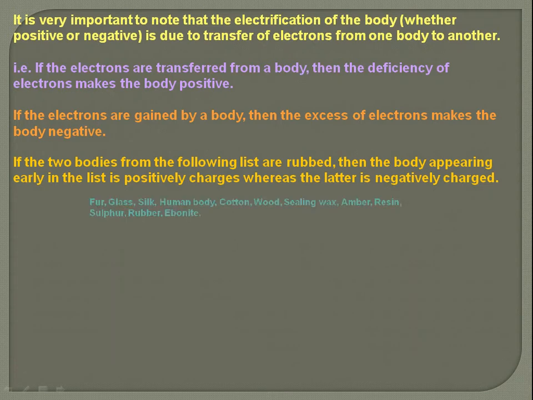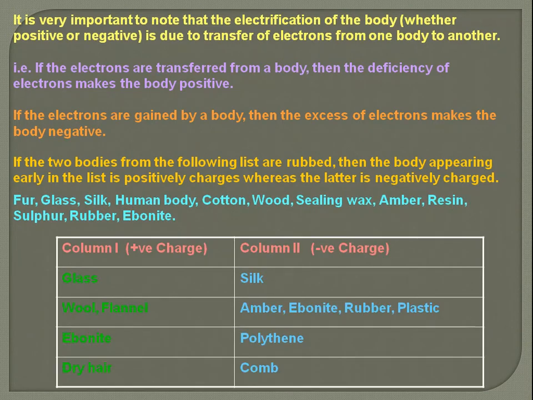So there are some examples by which you can see what will happen when we rub different types of materials. For example, when we rub a glass rod with silk, the glass will become positively charged and the silk will become negatively charged, because the silk has more electron affinity than glass, so the outermost electrons of glass are easily taken by the silk.